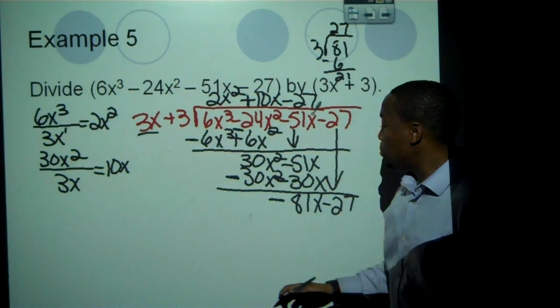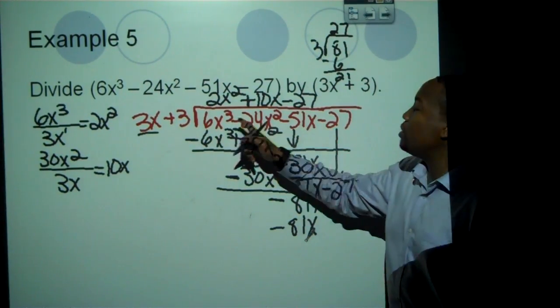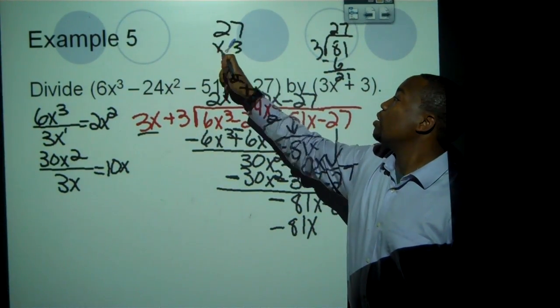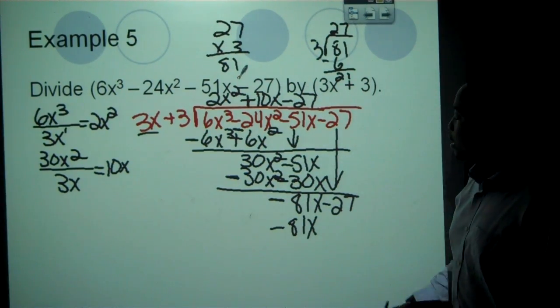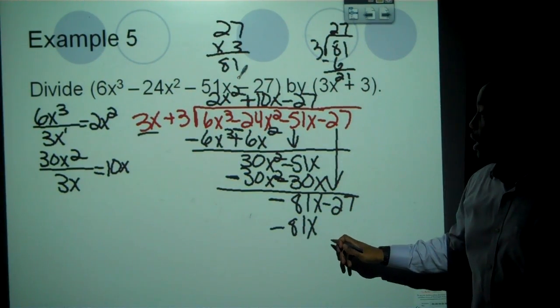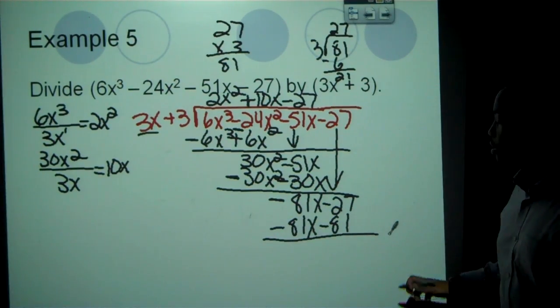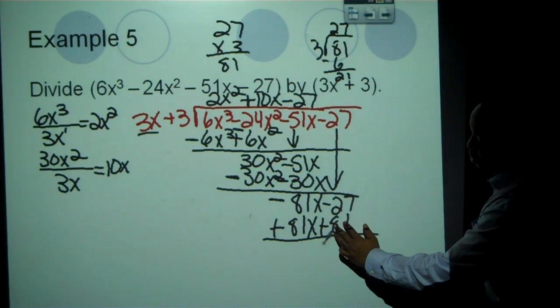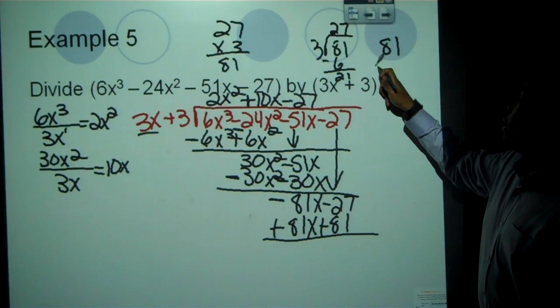27 times x gives me a negative 81x. 27 times 3, I don't know what that is, so let's multiply it out. Oh, it's also going to be 81 as well, right? So also it'll be a negative 81. Draw my line, change my sign. So 81 minus 27.